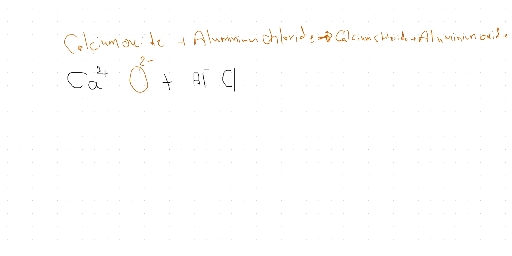So it will lose. Chlorine, in which group? Chlorine is in group 7, so it needs 1 to be saturated, -1. Okay. And calcium is in group 2, so it's 2 plus.